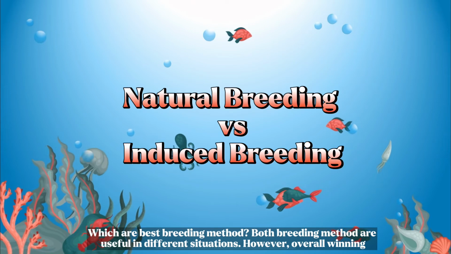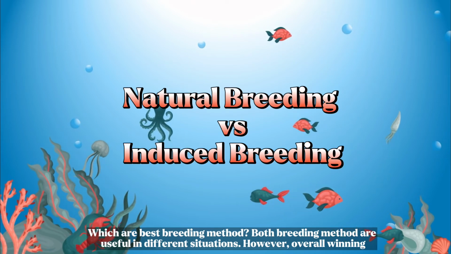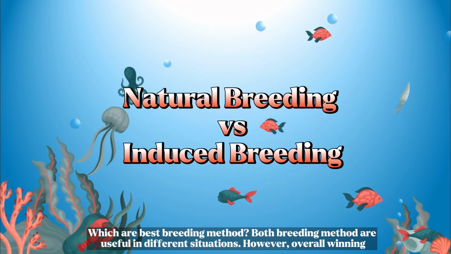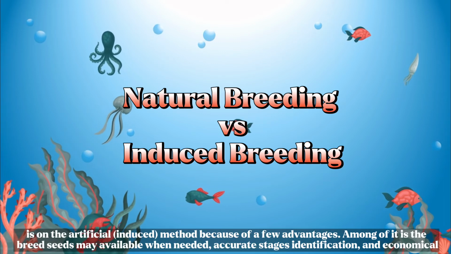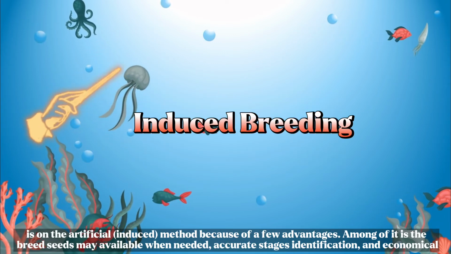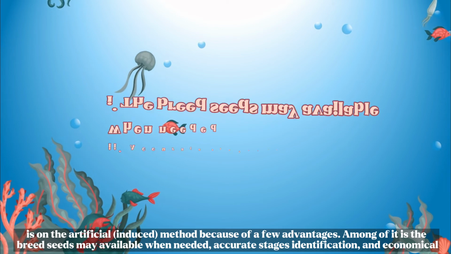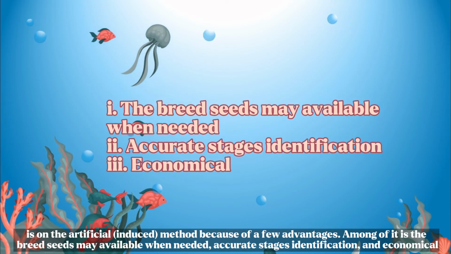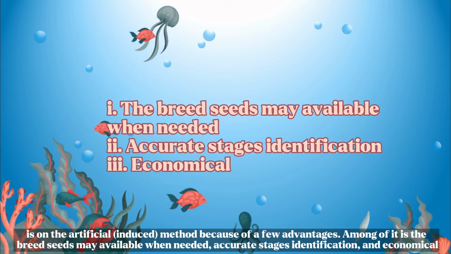Which is the best breeding method? Both breeding methods are useful in different situations. However, overall the winner is the artificial method because of a few advantages. Among them are that breed seeds are available when needed, accurate stage identification, and it is economical.